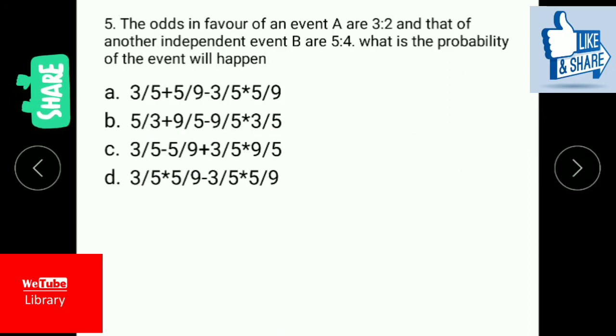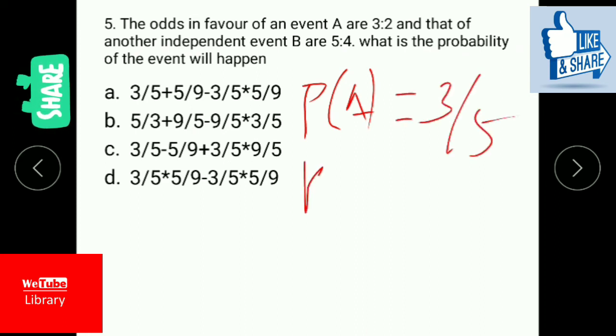The odds in favor of an event A is 3:2 and that of another independent event B is 5:4. What is the probability that at least one event will happen? So the question is, at least one event will happen. They have given 3:2, means in order to find the probability of A, 3 is in favor of A out of 5. It is 3 by 5. And probability of B is, out of 9, 5 is in favor of B.